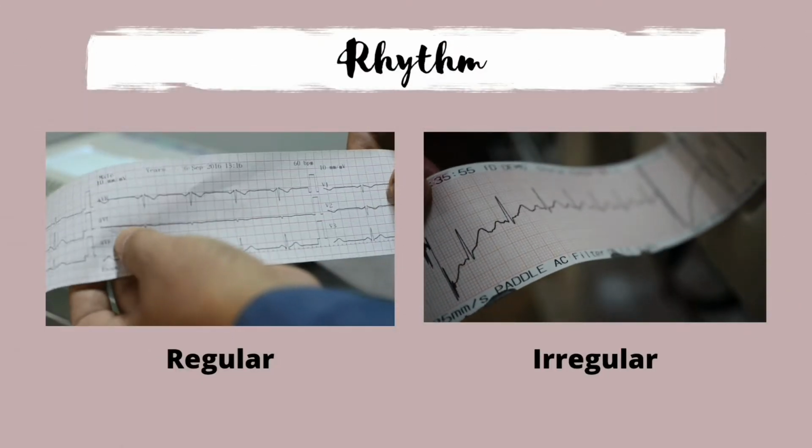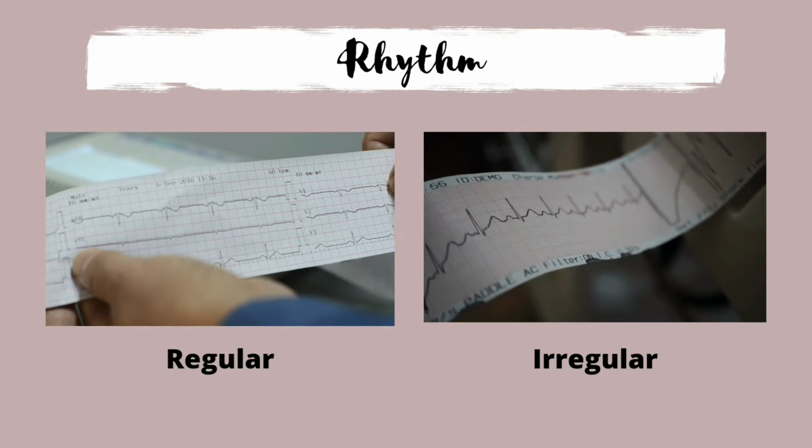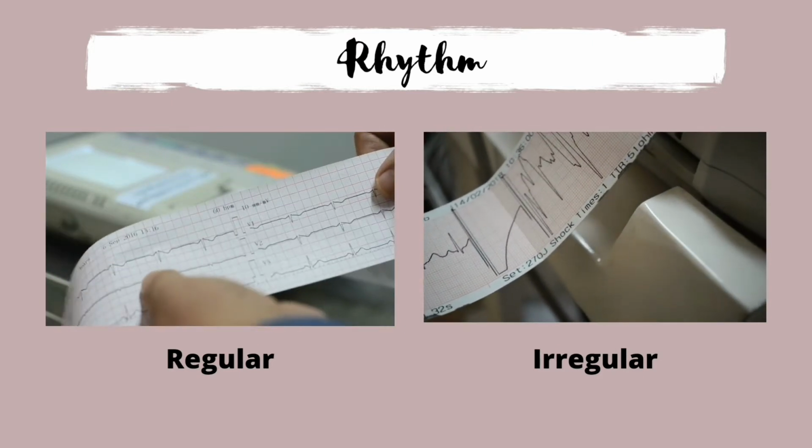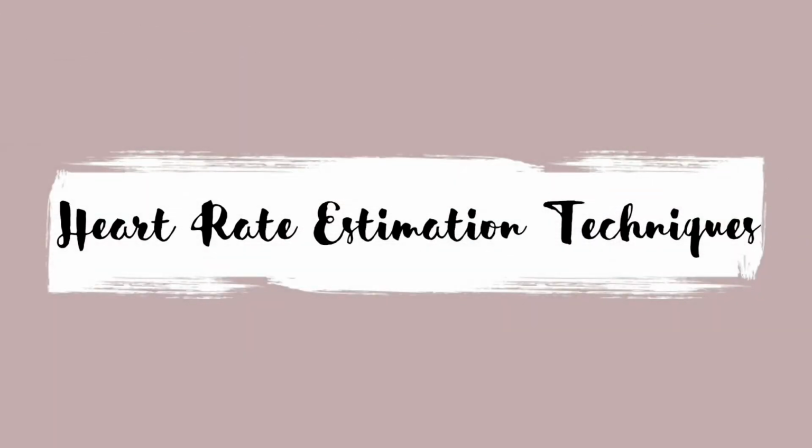To be able to interpret an ECG, first, you have to identify the rhythm. Is it regular or irregular? Then, identify what is the heart rate. There are a number of ways used on how to be able to estimate the heart rate. We will study 3 techniques which you can easily use.